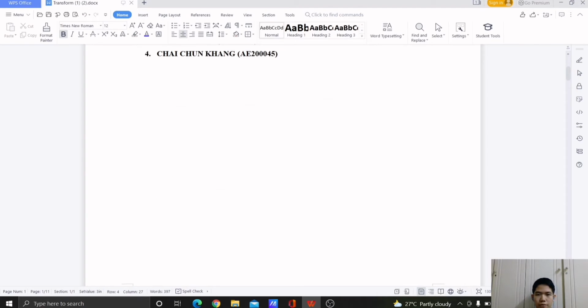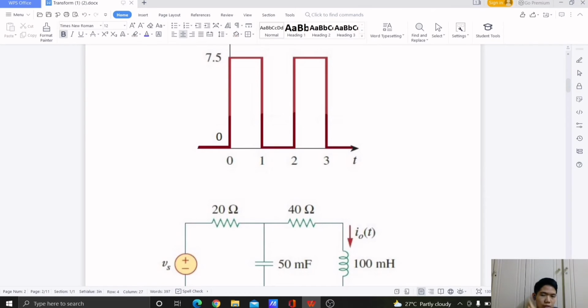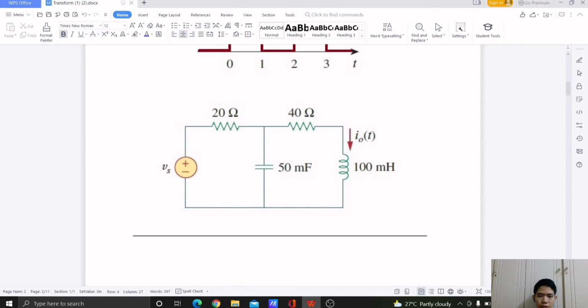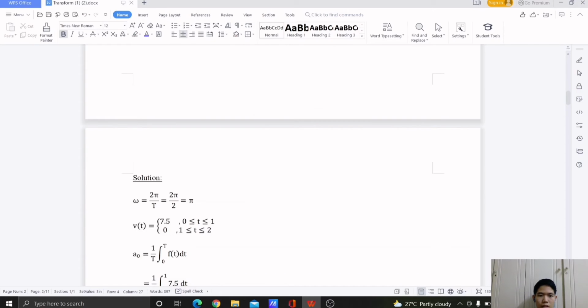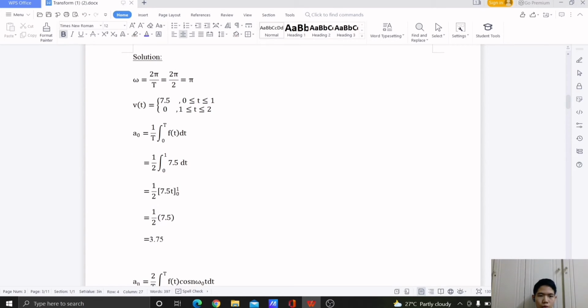So I will be explaining the mesh solutions, and this is the diagram that I use. The low is 0 and the high is 7.5, and this is the parallel RLC circuit I use for the mesh solution in the project assignment. First we find omega equal to pi, then Vt equal to 7.5 from 0 to 1 and 0 from 1 to 2. So we find A0 first, equal to 1 over T, integrate from 0 to T f(t) dt, and the final answer equal to 3.75.